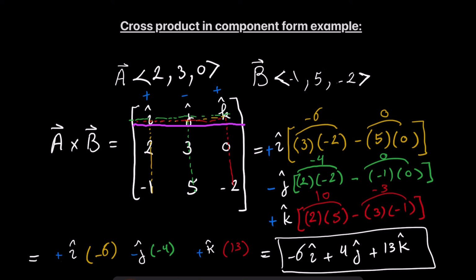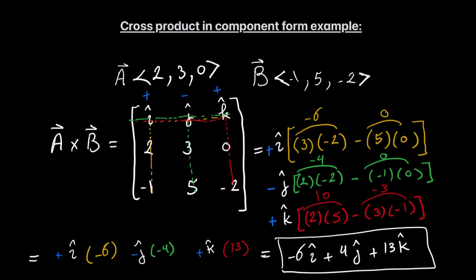All right. And we repeat the process. So we go plus i hat, covering the row and the column. I've done that in yellow here for you guys. So once we get that 2 by 2 matrix, we get 3, -2. When we cover i hat's column and row, we get 3 times -2 minus 0 times 5. Then we go to -j hat. Covering that row and column, we get 2 times -2 minus 0 times -1. Plus k hat, covering that row and column, we get 2 times 5 minus 3 times -1.